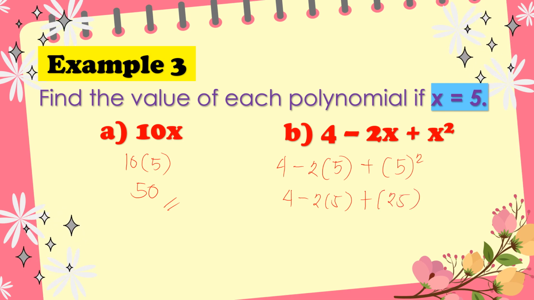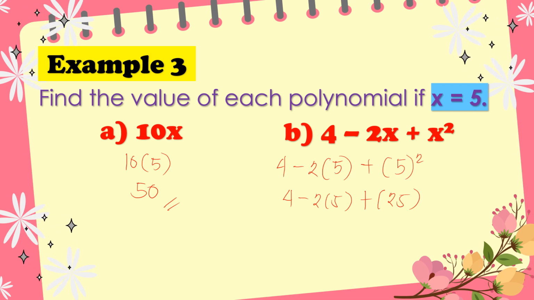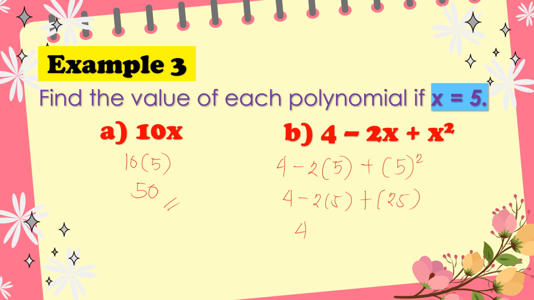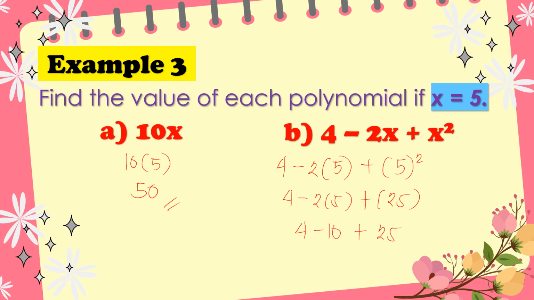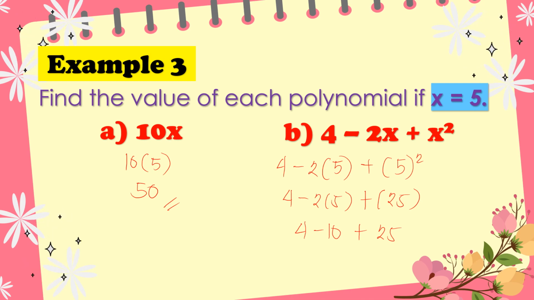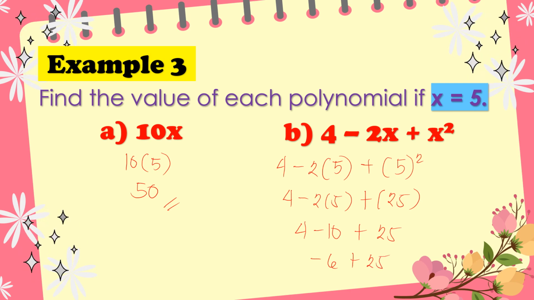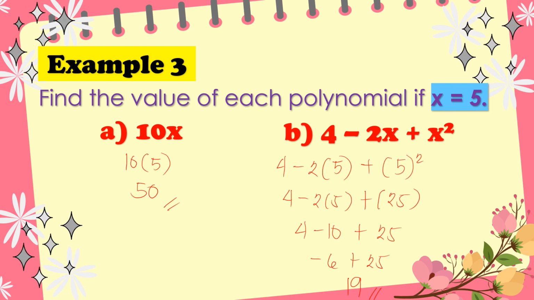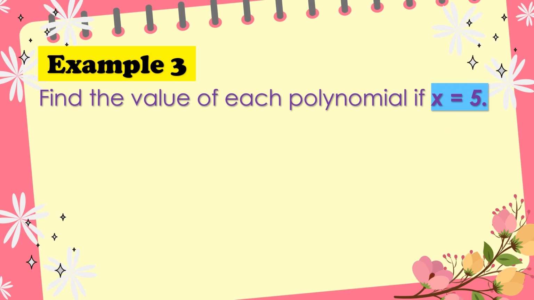25. So, now, pwede tayong mag-multiply muna. So, i-multiply natin si negative 2 times 5. So, copyhin si 4, negative 2 times 5, that is negative 10. And then, copy plus 25. So, 4 minus 10, that will give us negative 6 plus 25. The final answer is 19. Kasi negative 6 plus 25 is 19. Next.